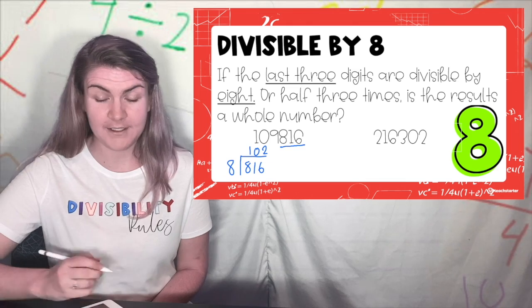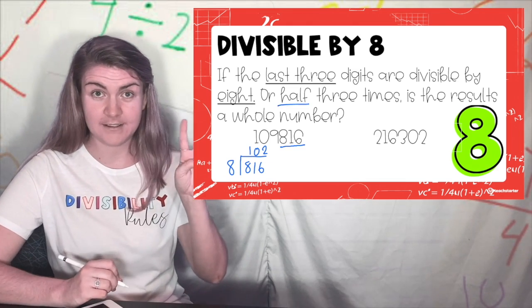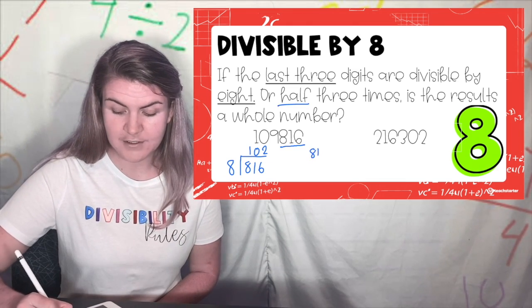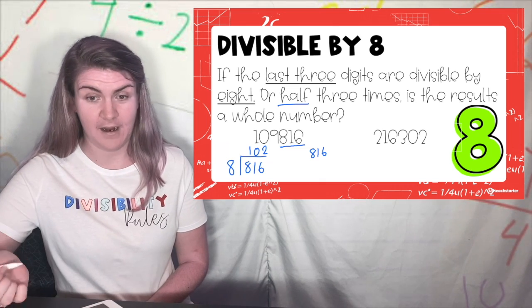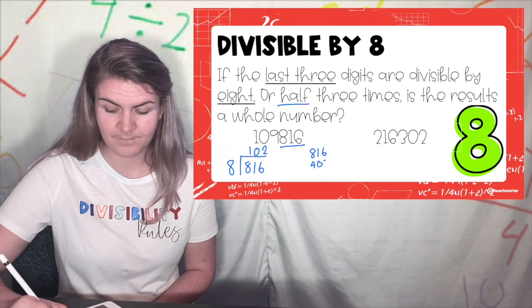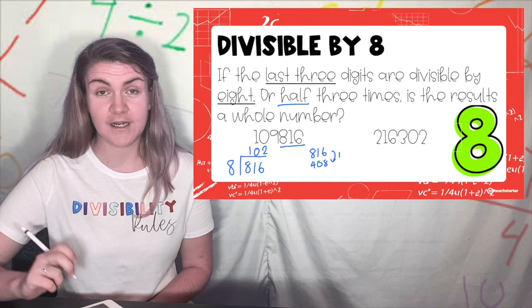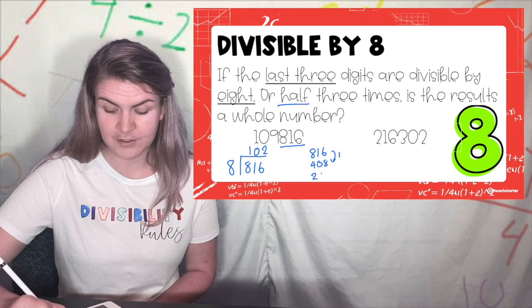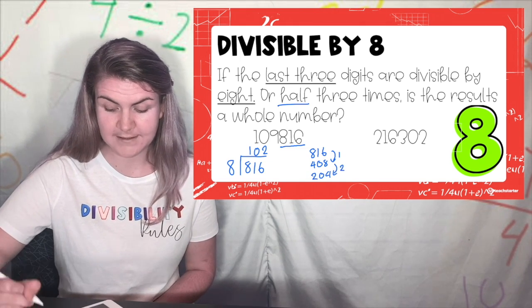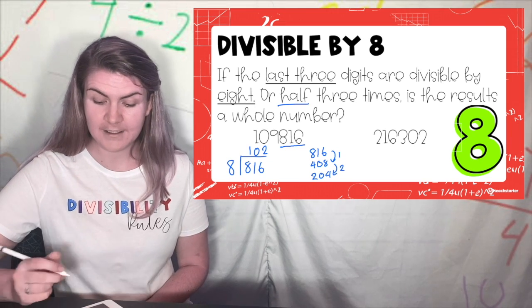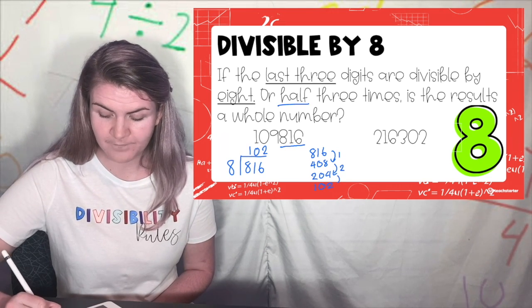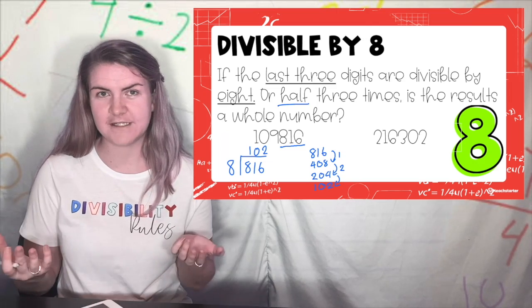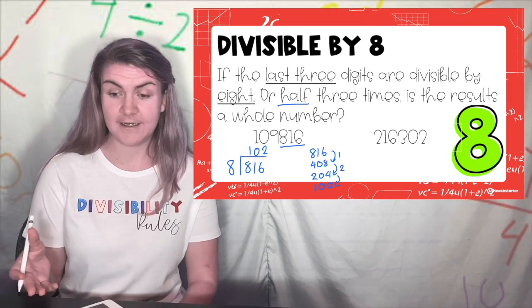Another way to do it is to half the number 3 times. So 816 split in half is 408. That's 1 time. 408 halved is 204. That's the 2nd time. 204 in half is 102. And if that's a whole number, then it's divisible by 8. Let's try the next number.